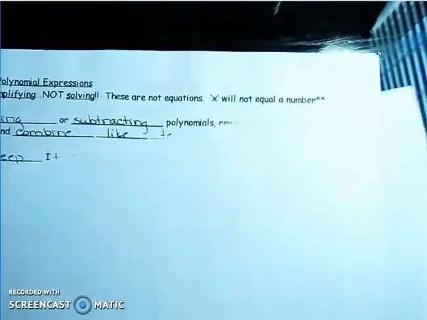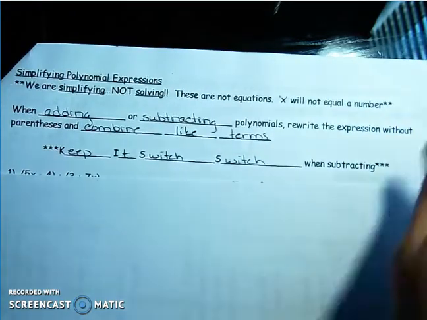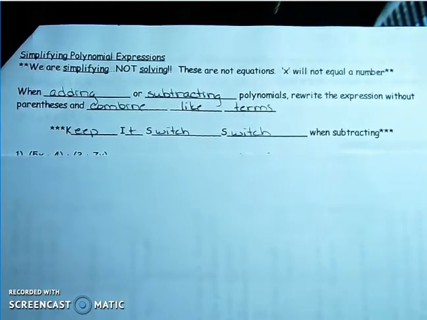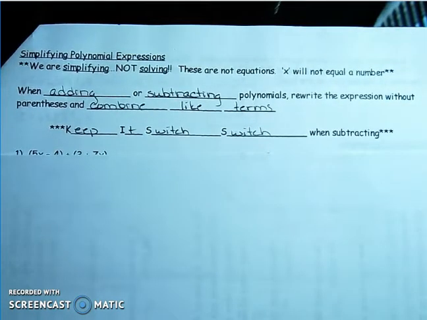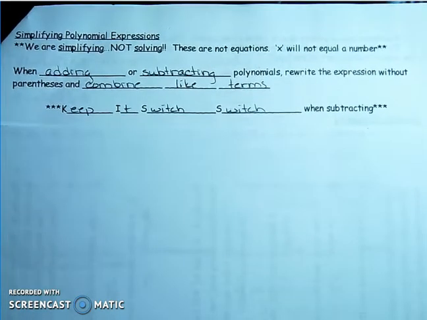Next, simplifying polynomial expressions. This is just adding and subtracting polynomials, maybe a little bit of multiplying. Remember, we are simplifying, not solving. X will not equal a number when you see the word simplify. Evaluate is whenever you get x equals a number. Simplify means just get it down to its smallest terms.